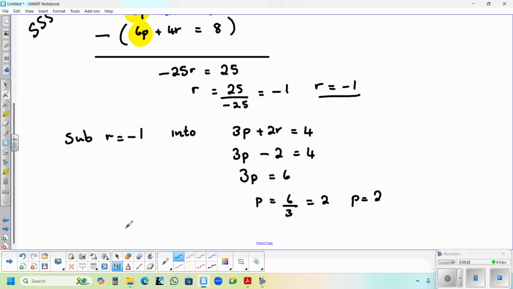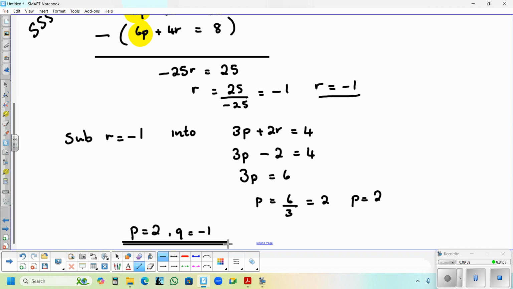Summarise your answer. So p equals 2 and q is equal to negative 1. Double underline to show that that's your final answer, and that's all your working, perfectly done there.